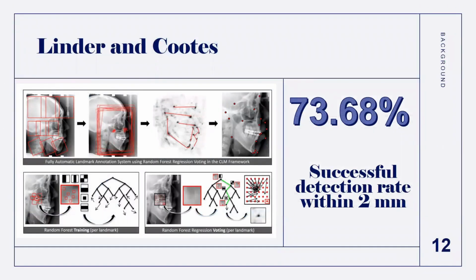The team with the most successful model was Linder and Coutts, and they created a random forest regression-based model that has 73.68% accuracy within 2 millimeters. And the training set used included an estimated 400 annotated lateral cephalograms. The original poster is no longer available, but that's what the quoted literature says, so I believe it was around 400.